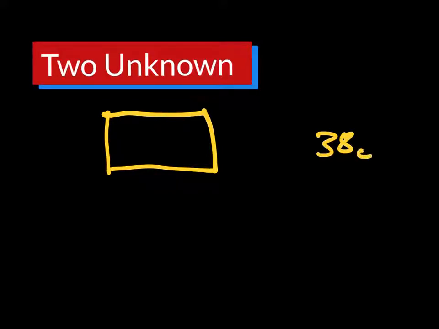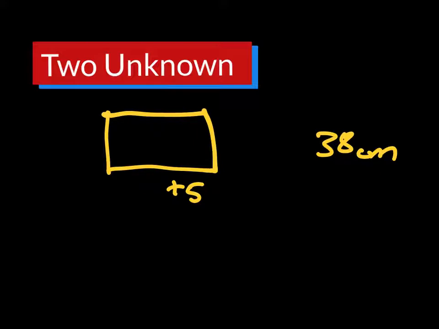Here's an example. The perimeter of this rectangle is 38 centimeters. We don't know the dimensions, but we do know that the length of the rectangle is 5 centimeters more than the width. Find the dimensions of the rectangle. Well, we don't know either the length or the width, so how do we solve this problem? The first step is to understand.